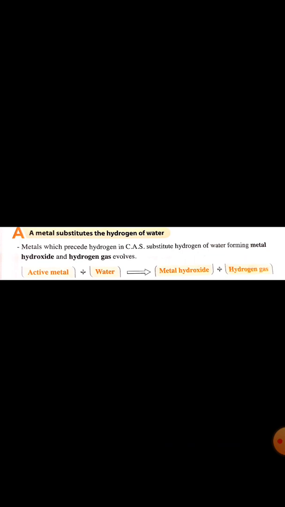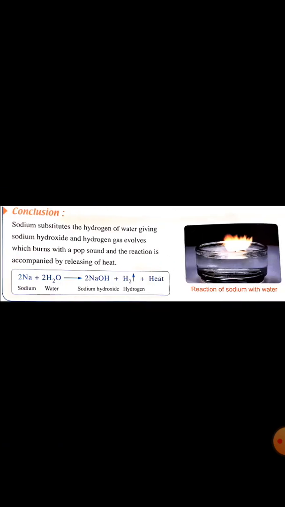Now, number 1, A: a metal substitutes the hydrogen of water. An active metal can substitute the hydrogen of water, giving metal hydroxide, and hydrogen gas evolves that burns with a pop sound. Like here, sodium with water forms sodium hydroxide. So here, sodium replaces the positive hydrogen ion of water, and hydrogen gas evolves. In addition, we have heat. This reaction is very dangerous.